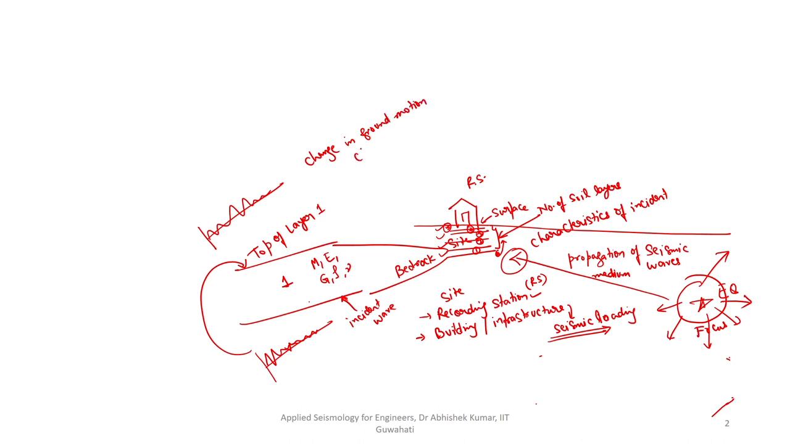Ground motion characteristics between the surface and the bottom of the same layer, between the top and the bottom of a soil layer, which is primarily a function of stiffness and other properties of the soil layer.